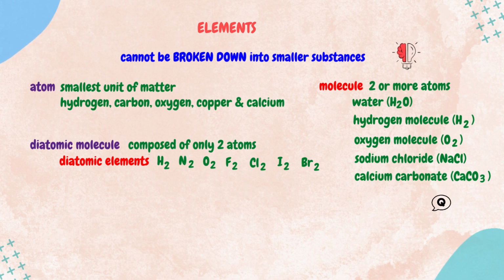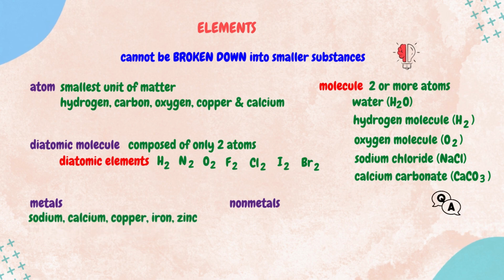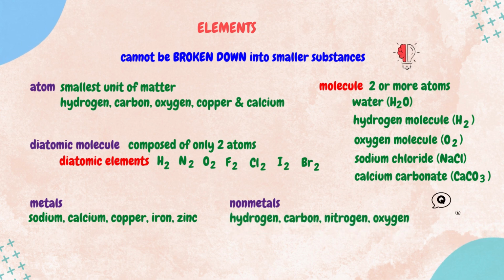Now back to classification. Elements are classified as metals or nonmetals. Some examples of metals include sodium, calcium, copper, iron, and zinc. Some examples of nonmetals include hydrogen, carbon, nitrogen, and oxygen.